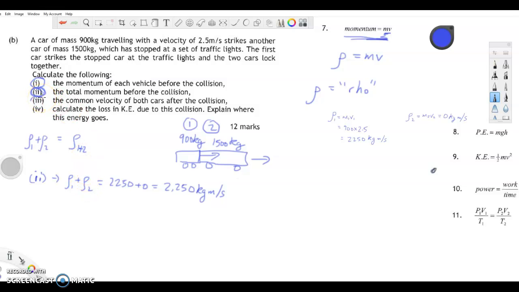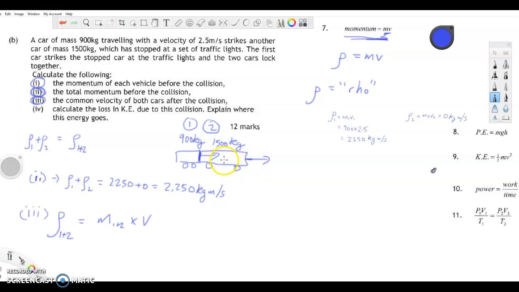That's part 2 done. Part 3, the common velocity of both cars after the collision. Well, the total momentum after the collision will be the same. So if we call the total momentum after the collision rho t, or rho 1 plus 2, we can call it whatever we want, right? That's going to have the mass of 1 plus 2 multiplied by the velocity of that crunched together vehicle. These are now joined together, and they're moving this way.